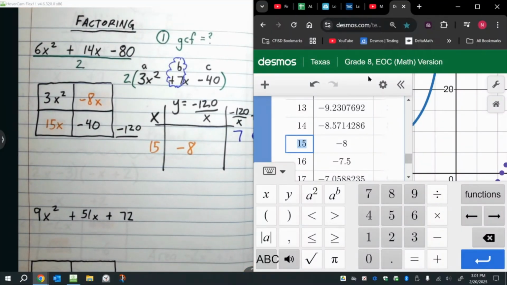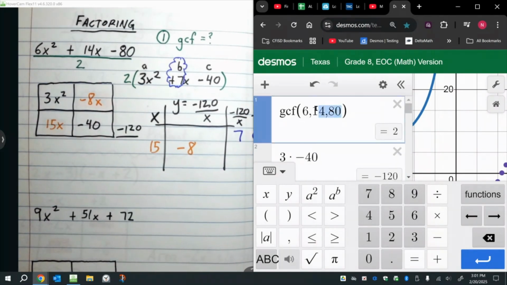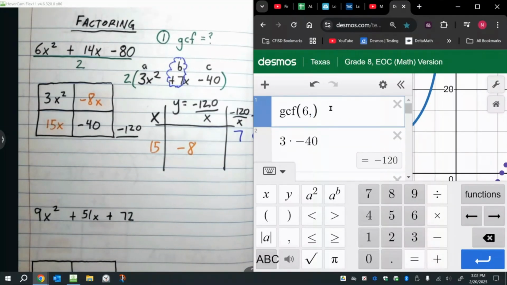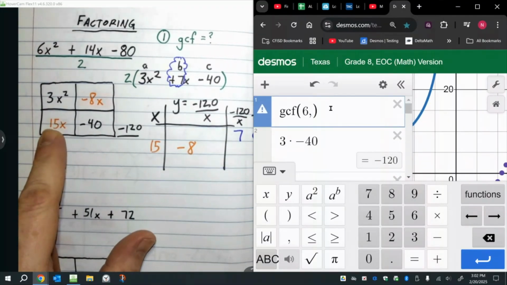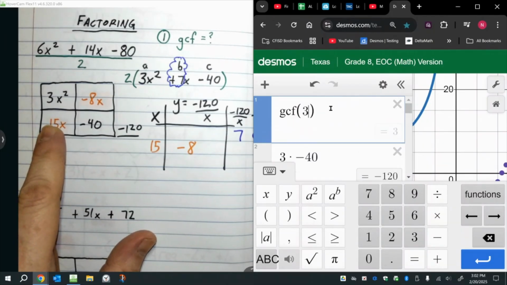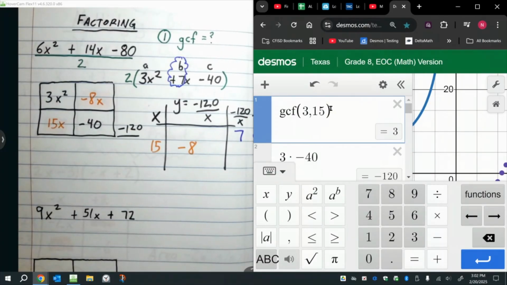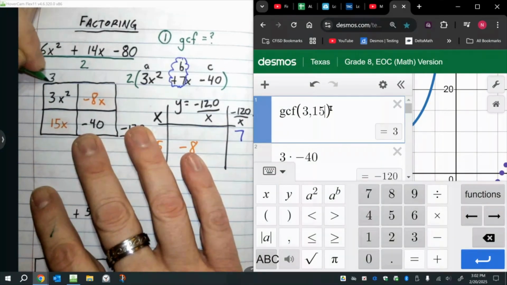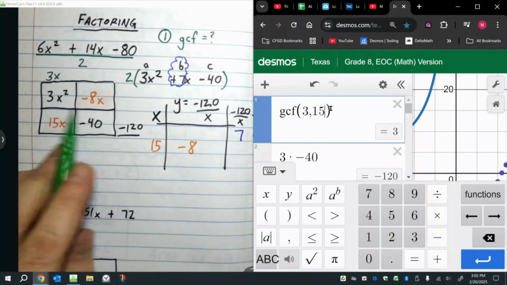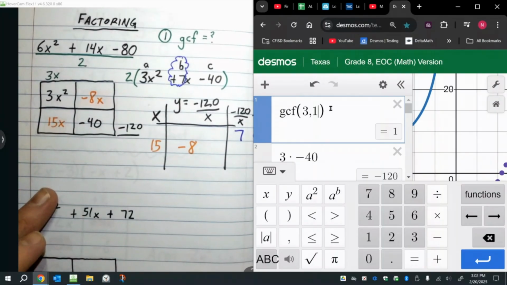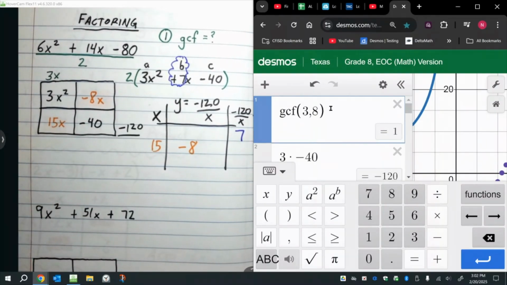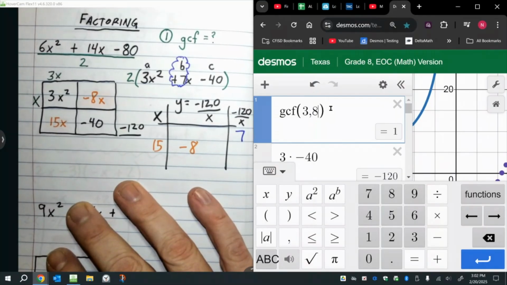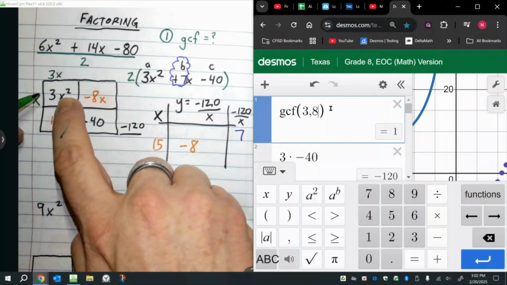And now we're going to say, okay, what is the GCF of each piece? And if you're not sure, you can always come back up here and type some things. So I want to know what the GCF of 3 and 15 is. You can always do it that way. 3, 15, and it tells you 3. So that means I'm going to write 3 right here with an x. You can do 3 and negative 8 if you want, or just put 8. It tells you 1. So this is going to be 1x. And now that makes sense.